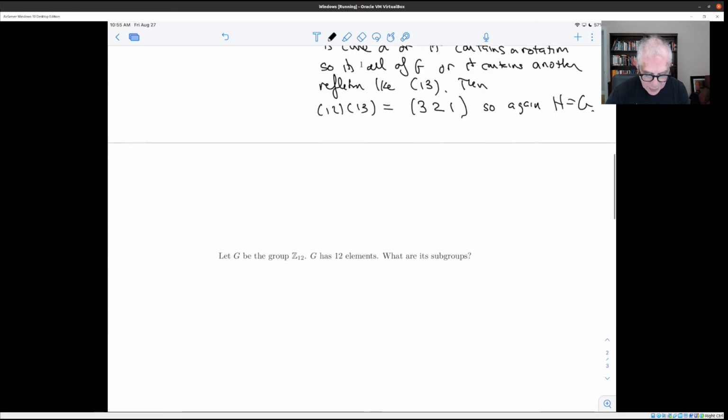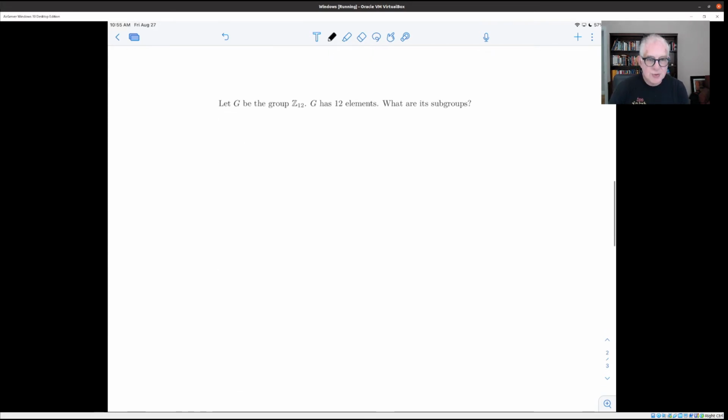Okay, let's look at a few other cases. What about the group Z12? This is an abelian group. It has 12 elements. What do we know about the subgroups of this group? Well, we actually know quite a bit about them because this is a cyclic group, and we know that every subgroup of a cyclic group is cyclic. Let's just see if we can list them. We know that from our work on cyclic groups.